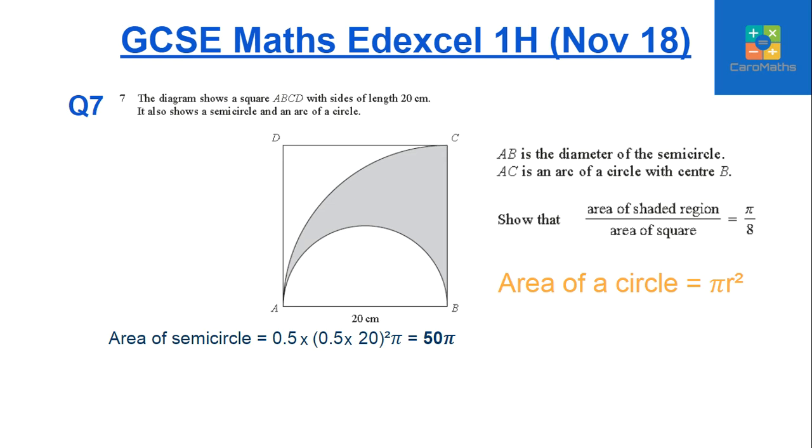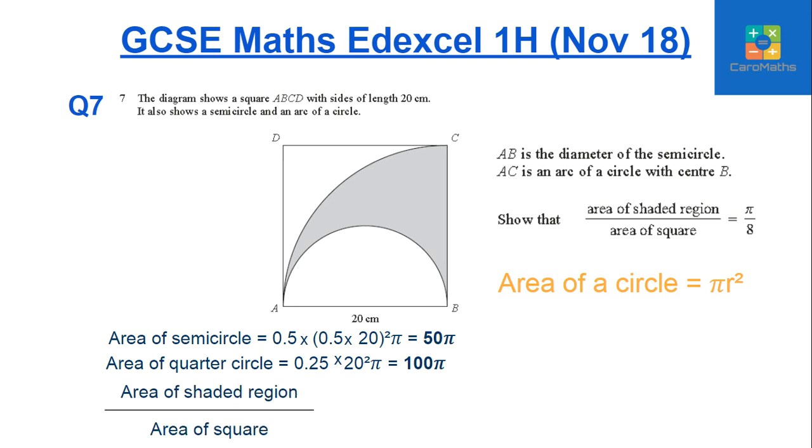Now let's work out the quarter circle. The area of the quarter circle is a quarter times 20 squared pi, which gives us 100 pi. So it's a quarter because it's a quarter circle, and it's 20 squared in this case because 20 is actually the radius of this quarter circle.